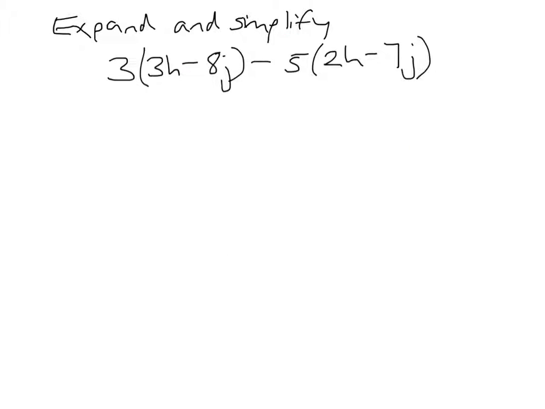Right, this is a real toughie. Look what we've got. We've got a minus, and a minus. So we're going to have to be fully on top of our negative number rules here. So let's go for it. 3 times 3h, that's 9h. 3 times minus 8j. Okay, let's think about this. 3 times minus 8, that's minus 24. So that's minus 24j. And now I've got minus 5 over here times 2h. So minus 5 times 2 is minus 10, so that gives me minus 10h.